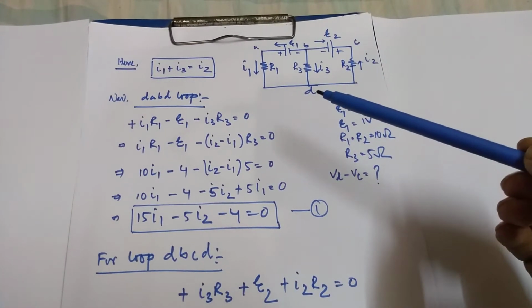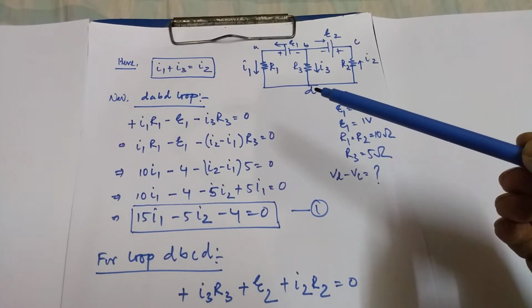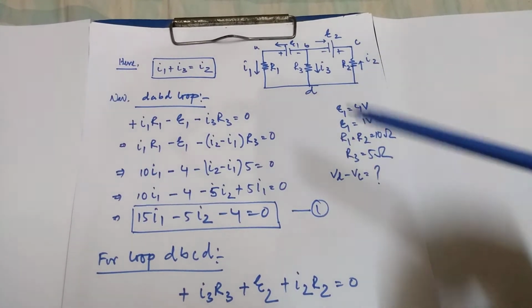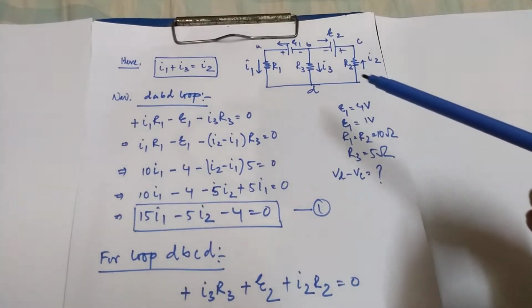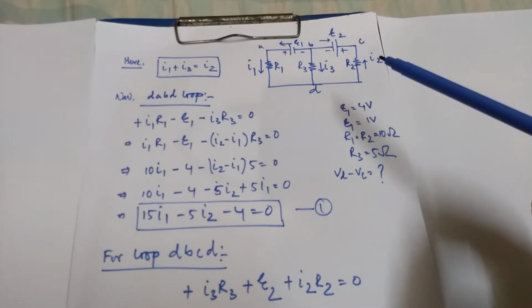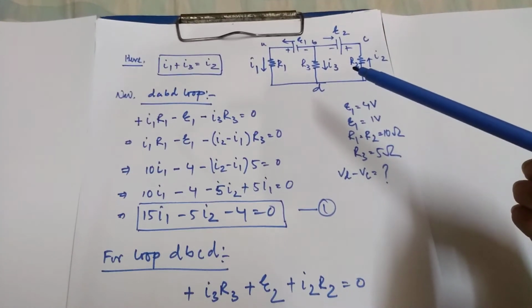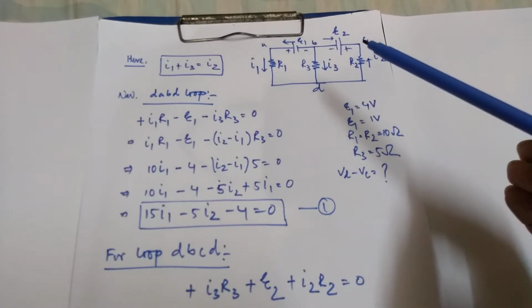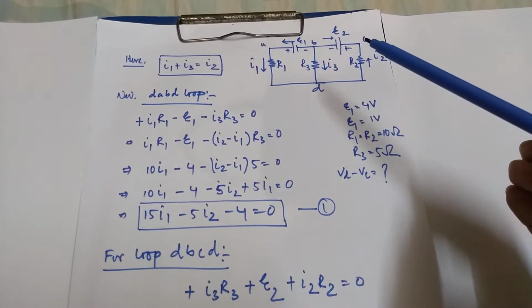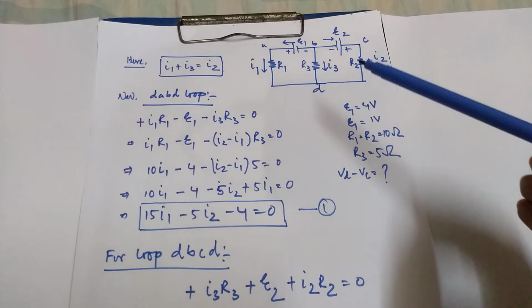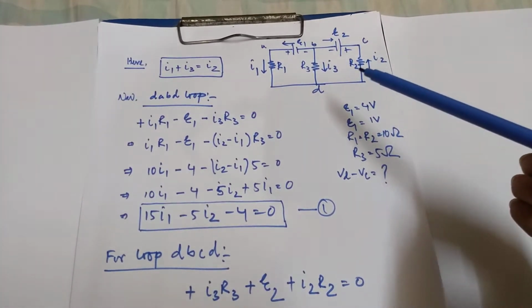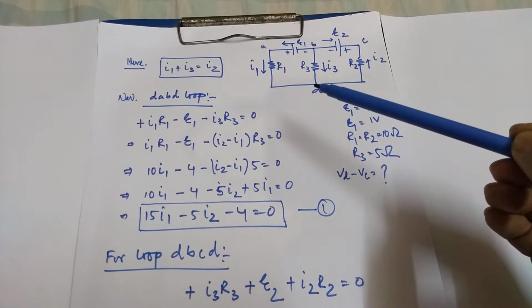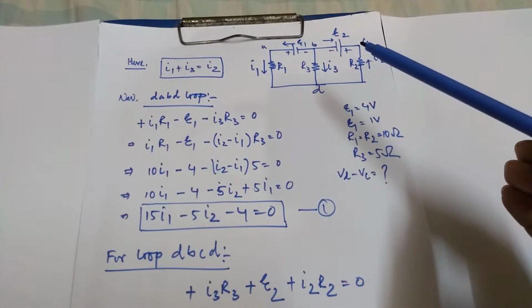They ask me to find only the voltage difference between point D and C. That means if I can find the current I2 and multiply by R2, that will be the voltage drop between point D and C. So my first target is to find the current I2, then multiply by the resistor R2, which will give me the voltage drop between point D and C.